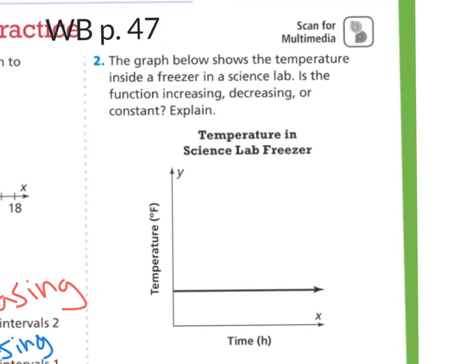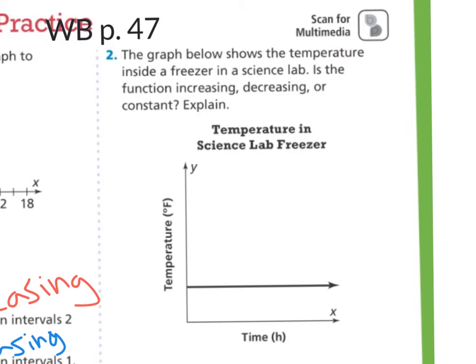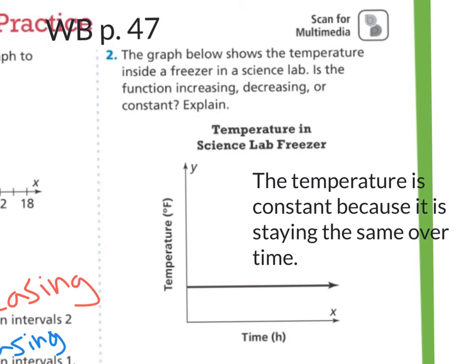Look at number 2. The graph below shows the temperature inside a freezer and a science lab. Is the function increasing, decreasing, or constant? So for this one, we see that horizontal line again means it is constant. So we could say the temperature is constant because it is staying the same over time.